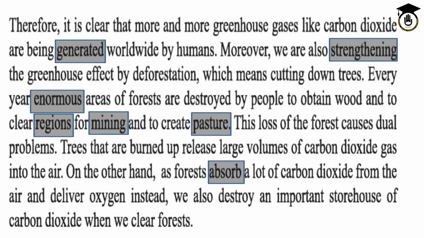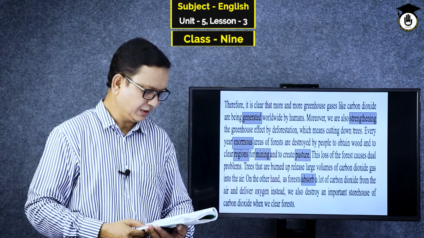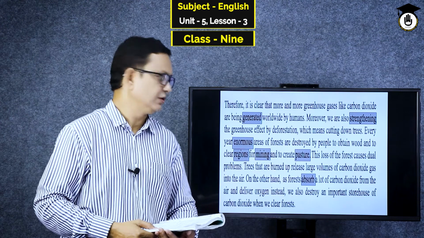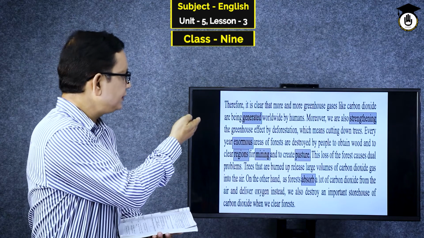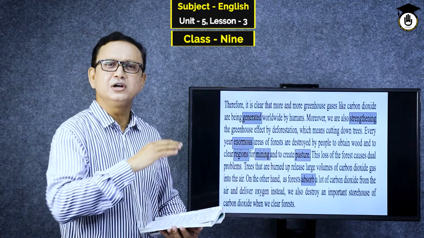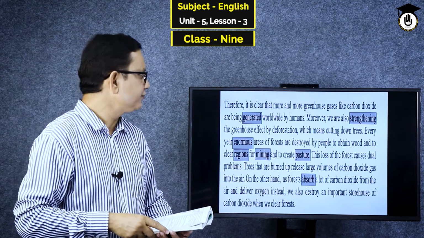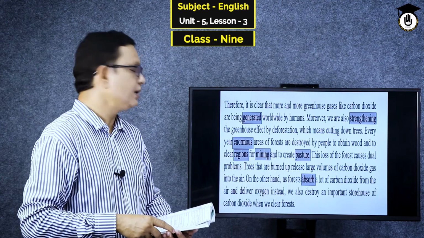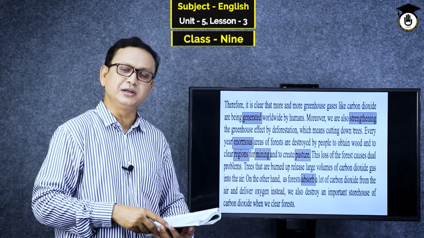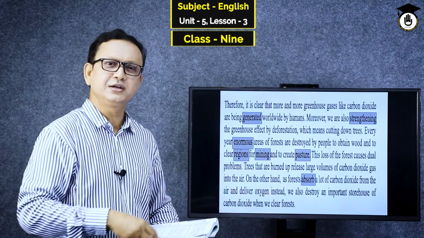Moreover, we are also strengthening the greenhouse effect by deforestation, which means cutting down trees. So strengthen means to make or become stronger. And what is deforestation? Of course, you know that deforestation means cutting down trees. So what is happening? We are cutting down trees for various reasons. We are clearing forests. And when we are clearing forests, then ultimately, again, we are contributing to the increase of carbon dioxide in the atmosphere.